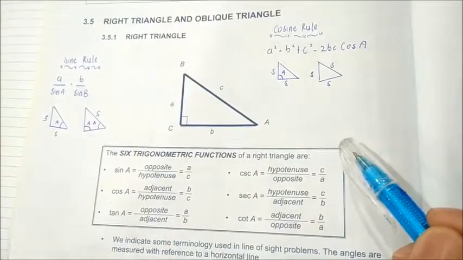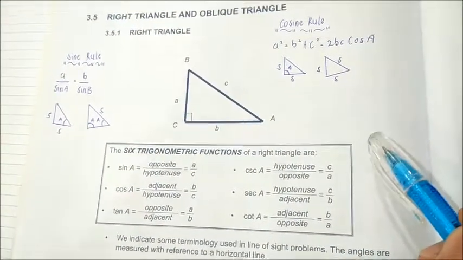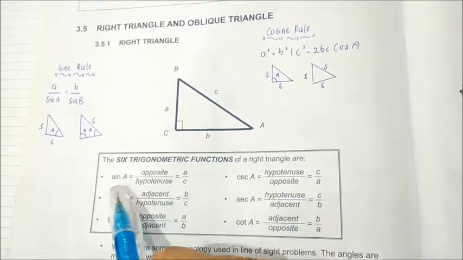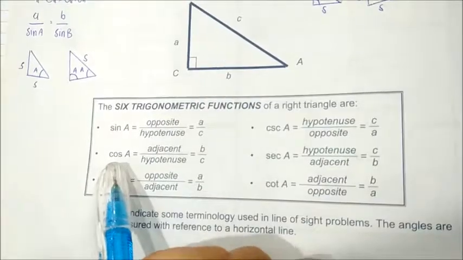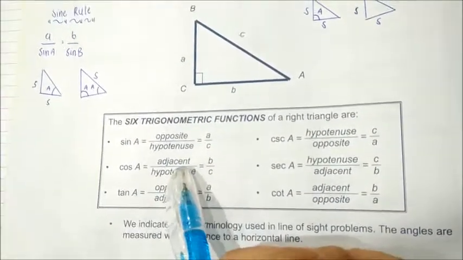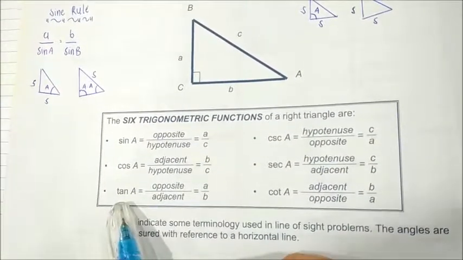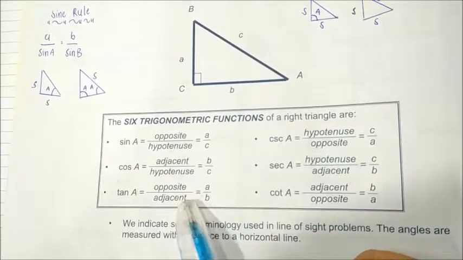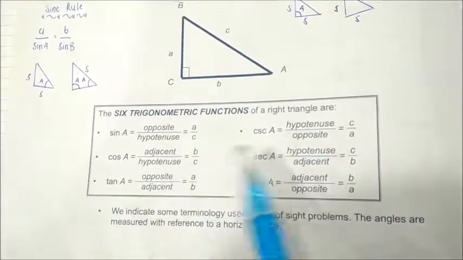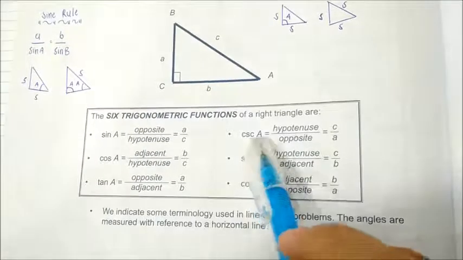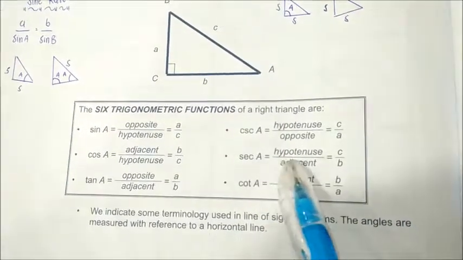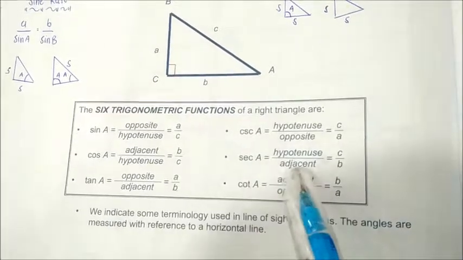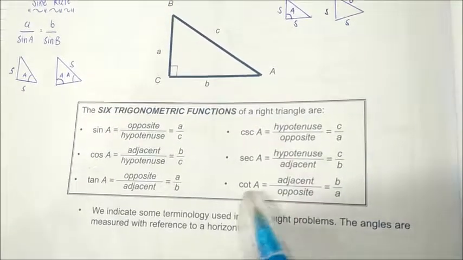Triangle, there are 6 trigonometric functions of the right triangle. That is, first, sin equals opposite over hypotenuse, cos equals adjacent over hypotenuse, tangent is opposite over adjacent, and the others are cosecant, that is hypotenuse over opposite, secant, that is hypotenuse over adjacent, and lastly cotangent, that is adjacent over opposite.